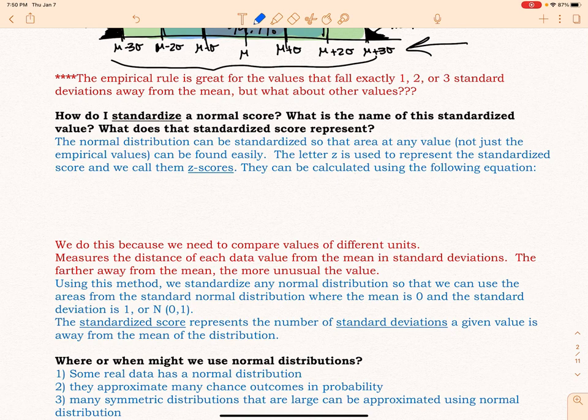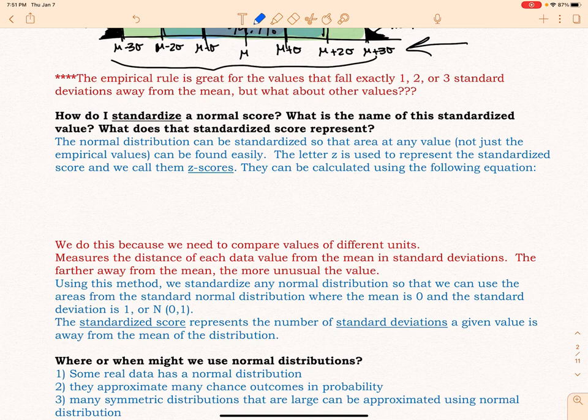So I'm going to give you some detail about what this means and how to find it and why we even need it. So the first thing, how do I standardize a normal score? And what is the name of the standardized value? And what does the standardized score represent? So you can get all of this information in the PowerPoint, but I need to help you understand why we really need to use it.